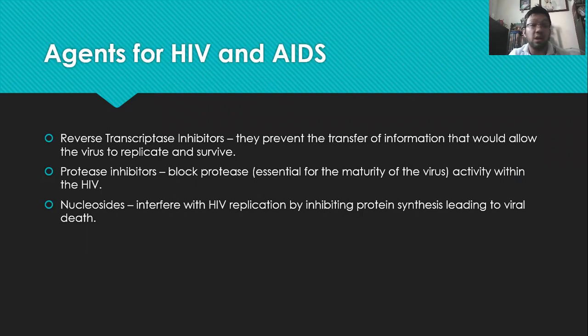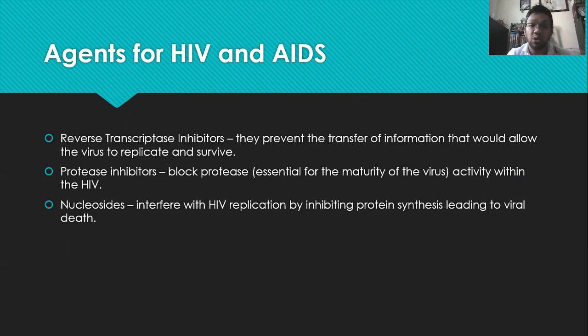It will continuously replicate until eventually it destroys the person's immune system. That's why AIDS is known as acquired immunodeficiency syndrome, because the immune system is deficient, it is suppressed by the virus. Once you present signs and symptoms of this, you're already in the stage of having AIDS. And if you have been detected to be positive for HIV, in order to control the replication of the virus, you will be given these agents for HIV.